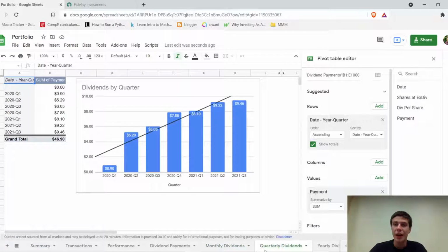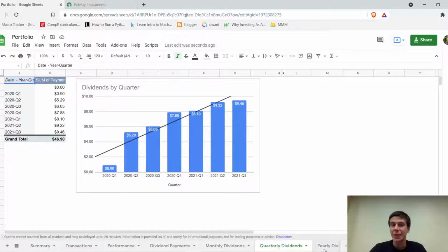For the quarter, obviously, that was the last month of the quarter, so we finished out with $9.46 in dividends for that quarter, which was a little bit above Q2. Again, just steady increases over time is really all I can ask for, and that's really what I want to see, nothing crazy.